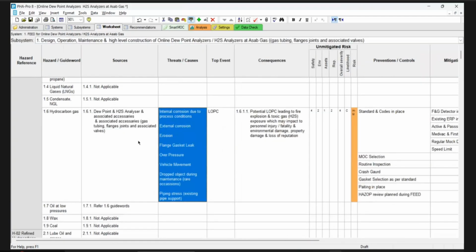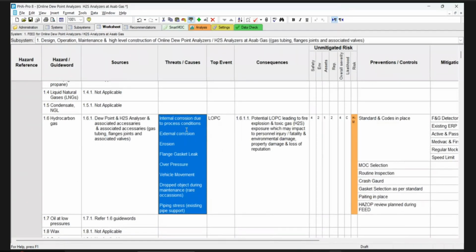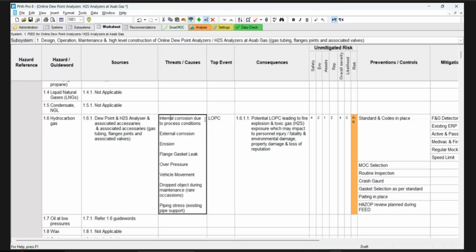Okay. So guys, if you see, as standard there are many threads. Internal corrosion will be there, of course, and external corrosion for the system will be there. Erosion we normally consider, so let us consider this one. We'll also put the flange gasket leak because there is a flange joint. Overpressure is there because we have got a PRS system. And vehicle movement, let us keep it because you are going to install this skid nearby the road, nearby the facility, on the ground level or a little elevated level. So this can also be another threat.